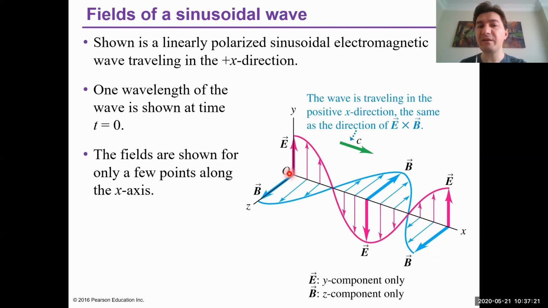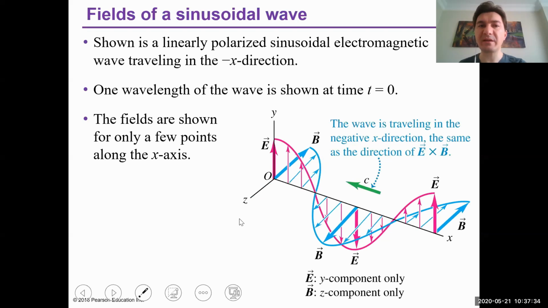Here we see a sinusoidal electromagnetic wave traveling in the positive x direction. Here we have another electromagnetic wave which is traveling in the negative x direction. Again, we have 90 degrees between the electric field and magnetic field components of the light, and they are also perpendicular to the propagation direction.